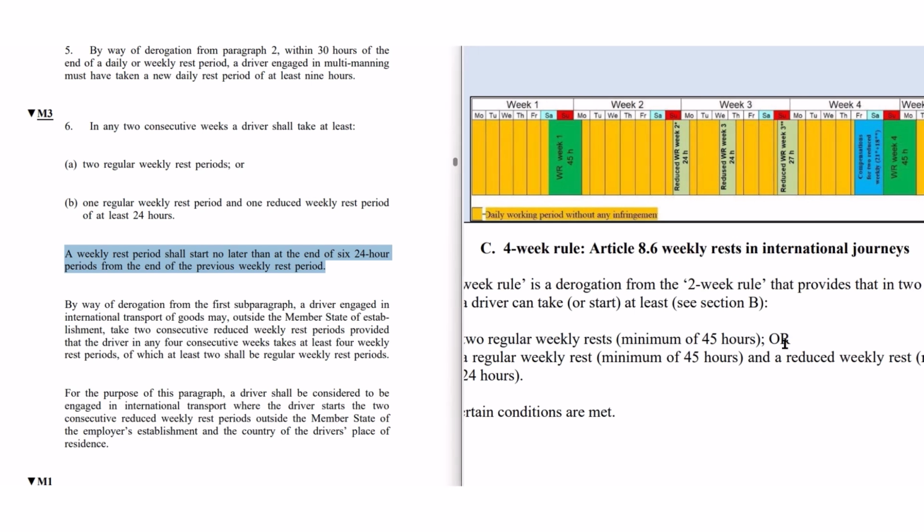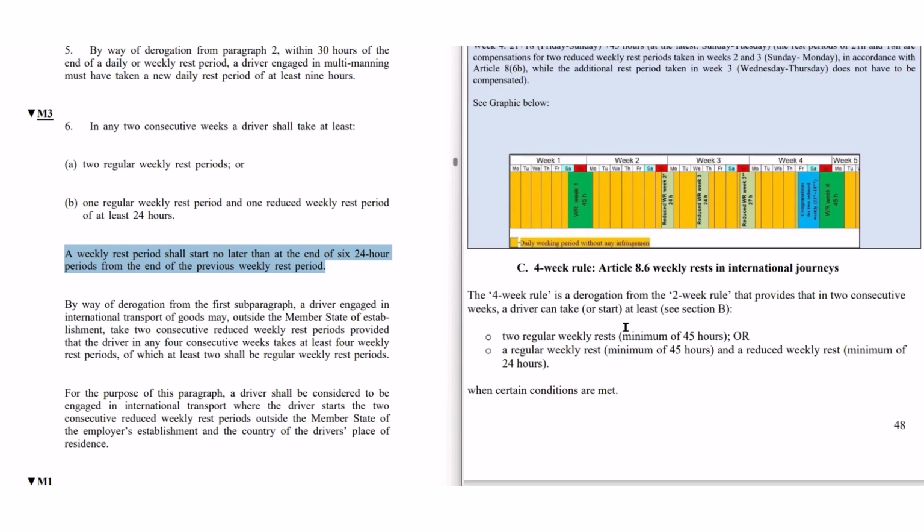Translated into driver terms, you may take 2 24-hour weekly rests back to back. But here's the catch: the 4-week period must include 4 weekly rest periods, with at least 2 of them being 45 hours or more. If you do 24 plus 24, then the rest periods before and after must both be at least 45 hours. And be careful, the regulation states any 4 consecutive weeks.